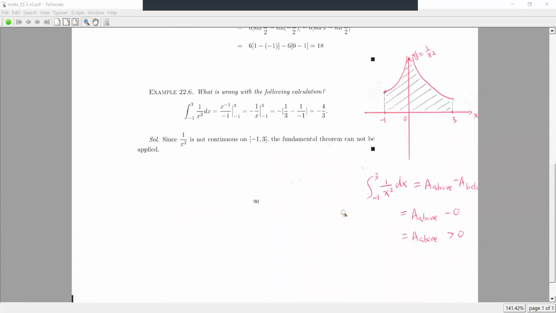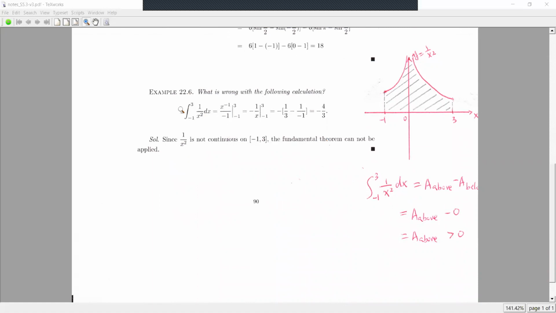Example number 3. In this example, we cannot use the fundamental theorem of calculus. To use the fundamental theorem of calculus, the function should be continuous. But in this example, the function is not continuous. Okay, now example 3: what is wrong with the following calculation?